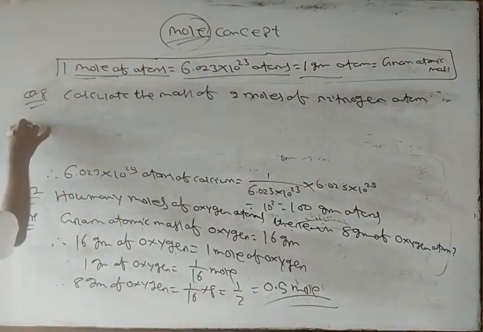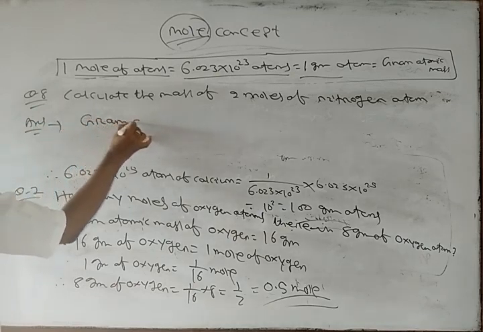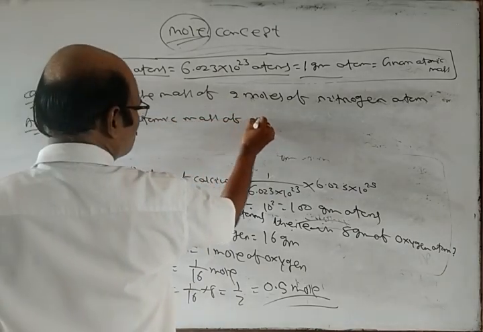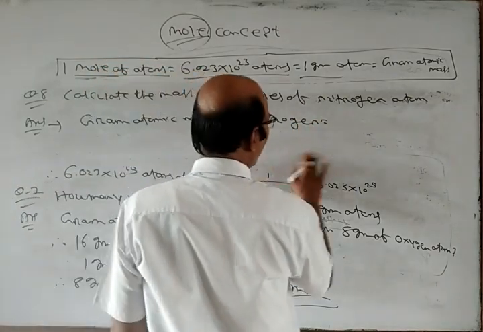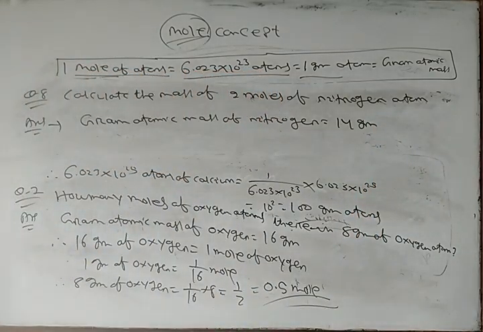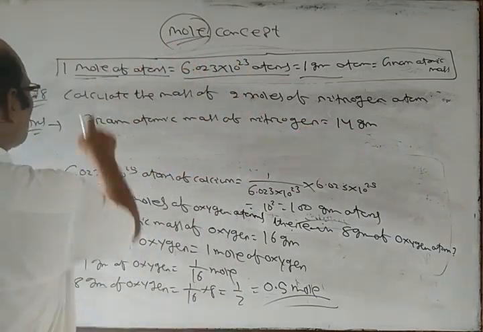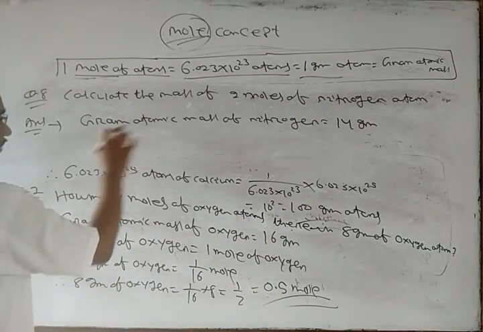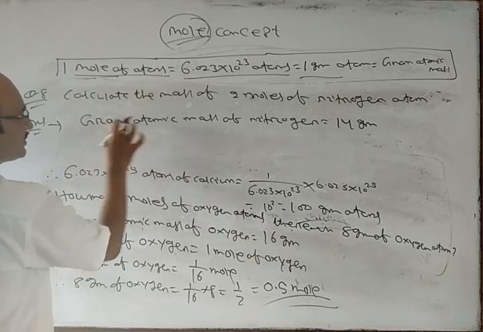We know gram atomic mass of nitrogen is equal to how many gram? 14 gram. Okay, so gram atomic mass of nitrogen is 14 gram. Now calculate the mass of 2 moles of nitrogen. So what is that? So from this, calculate the mass of 2 moles of nitrogen.